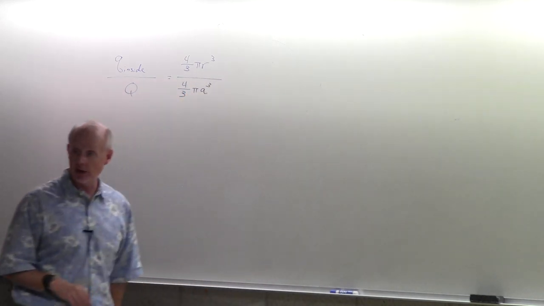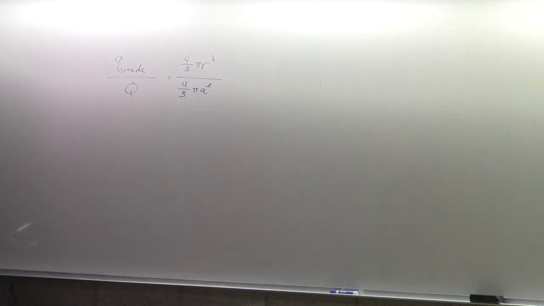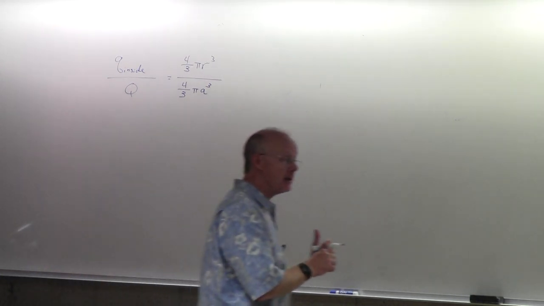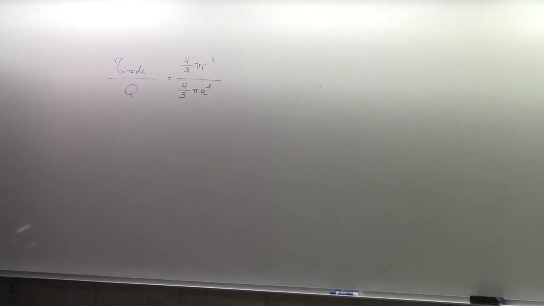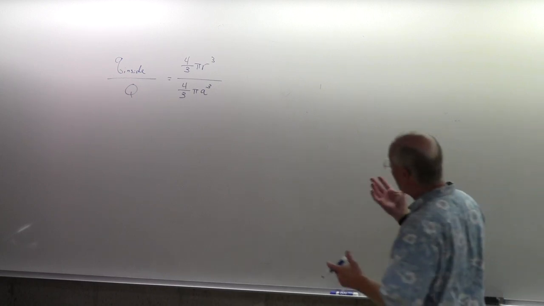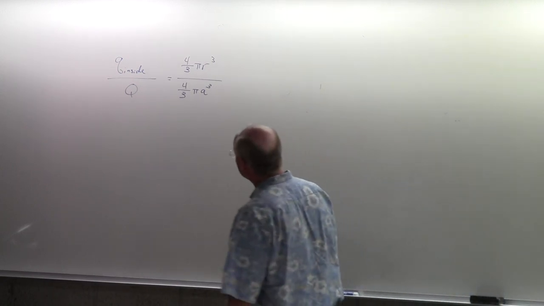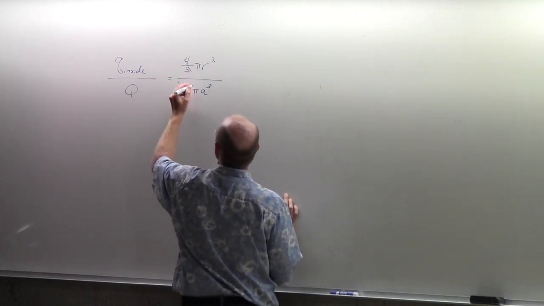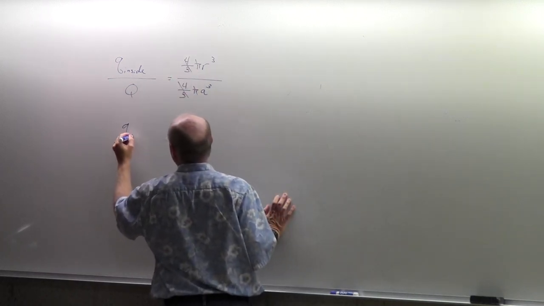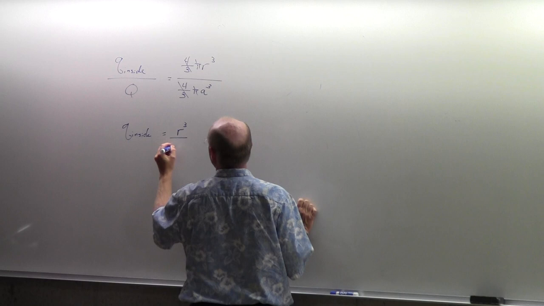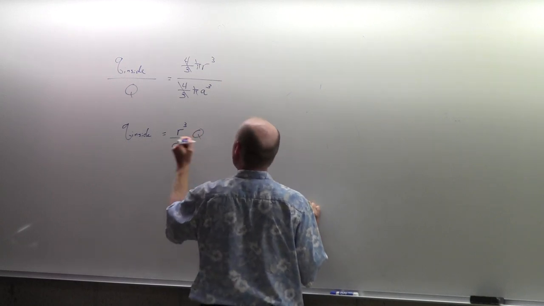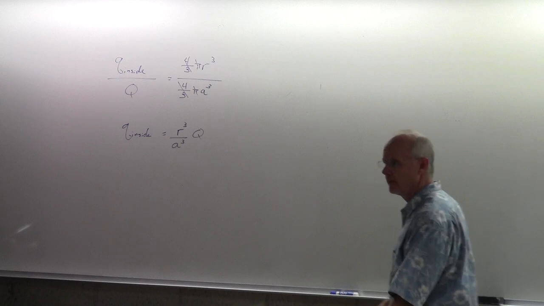Of the whole thing. Fair enough? And so again, if it's evenly distributed, that's great. It won't always be evenly distributed. But if it is, then I can just do a proportion, right? How does the charge inside compare to the whole, compared to the volume on the inside to the whole? And so what this reduces down to is the 4/3 cancel off, the pi's cancel off, and the charge on the inside then becomes r cubed over a cubed times the total charge. Right?